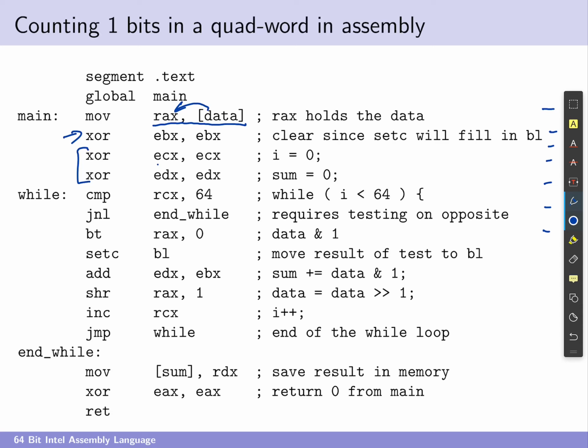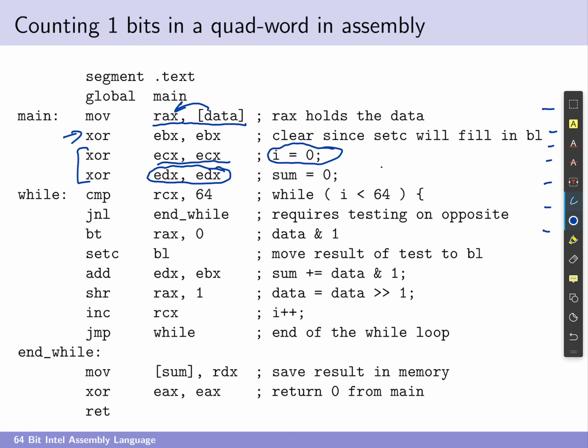I'm setting RCX to be 0 with this command. Remember, if I XOR a 32-bit register, it zero extends. So XORing it against itself sets it to 0, and it will zero extend the other 32 bits. This is going to represent our i equal to 0. Then I'm going to use EDX, or more specifically RDX, as our sum variable, where I'm going to store all of the bits, and I'm going to XOR it out as well to make sure it's fully 0. Again, I'm using the 32-bit mode.